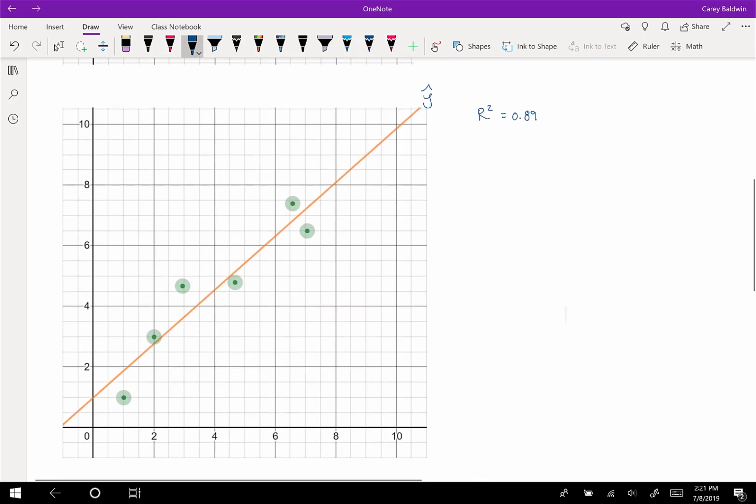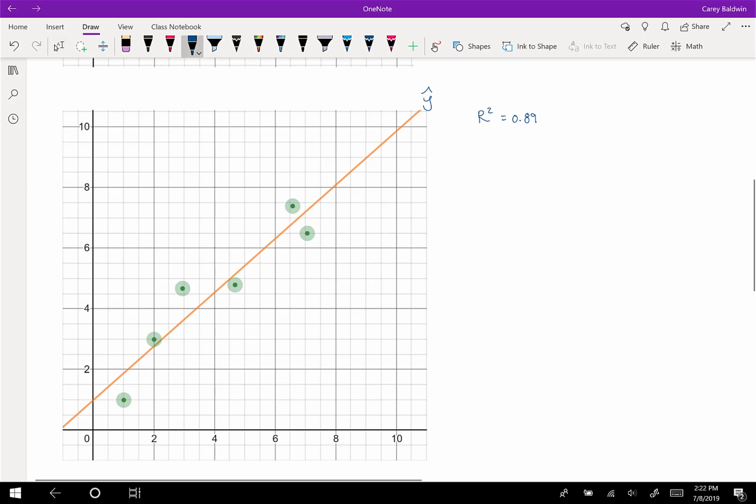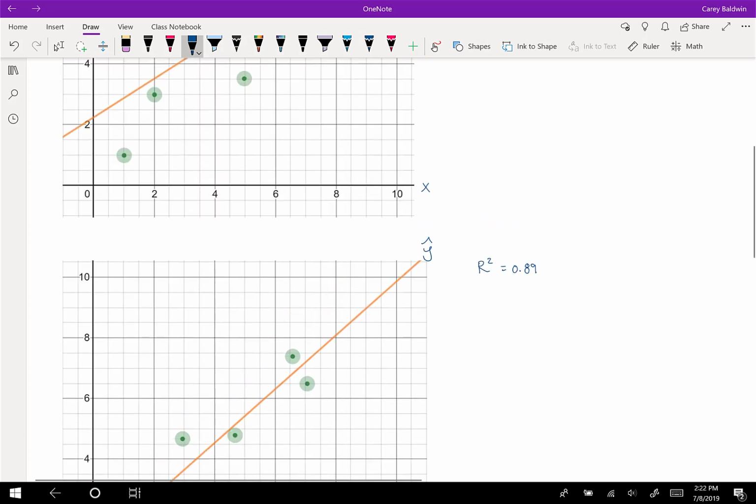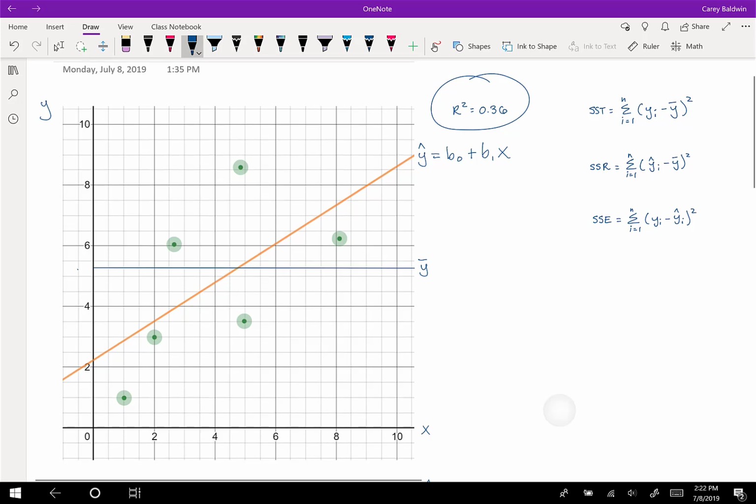Here's an example where we have an R squared value that's much closer to 1. An R squared value closer to 1 means our model does a much better job of making predictions based on values of x.